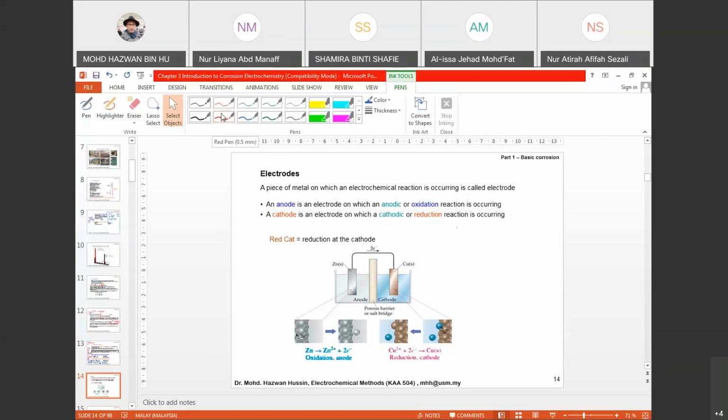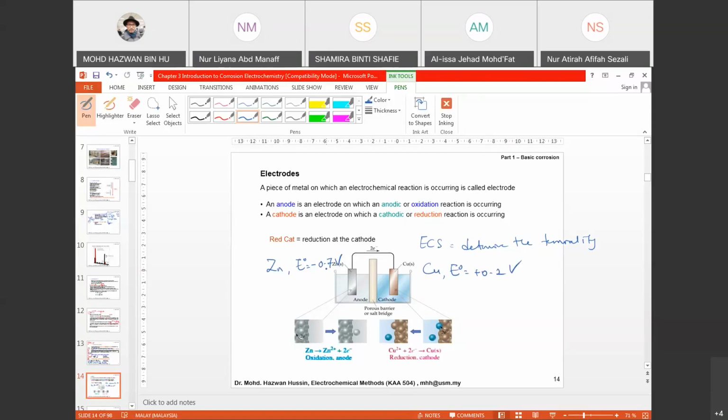Galvanic cell means that you have two metals connected together. So when you have two electrodes connected together, which one will be anode and which one will be cathode depends on the electrochemical series. The electrochemical series determines the terminality. Between zinc and copper, you know that for zinc the standard potential is around minus 0.7 volts, and for copper the standard potential is around positive 0.2. Which one will be anode? Which one will be cathode?